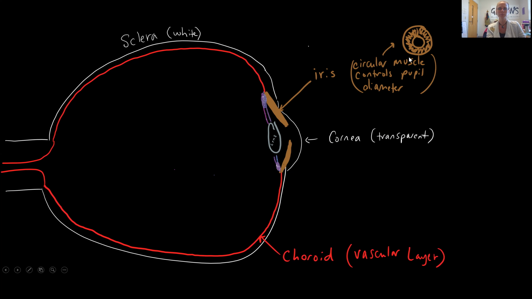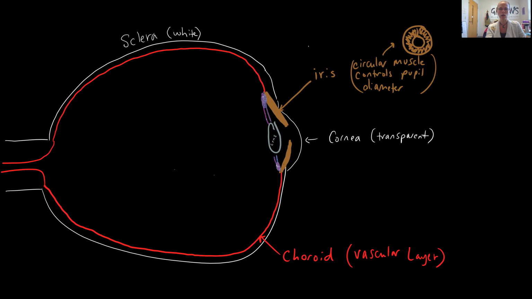The iris then is a circular muscle like this, and so it's surrounding the opening of the eye. The pupil is the hole that's allowing the light to penetrate. Circular muscles, when they contract, that diameter gets smaller, and when they relax, that diameter gets larger. So to have a dilated pupil, you'd have a relaxed iris, and then to constrict the pupil, you would need to contract that muscle. The iris is the colored part of the eye, okay?